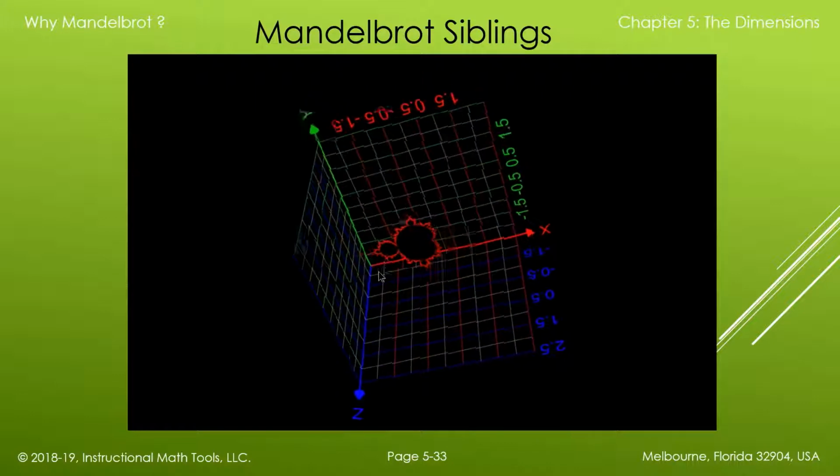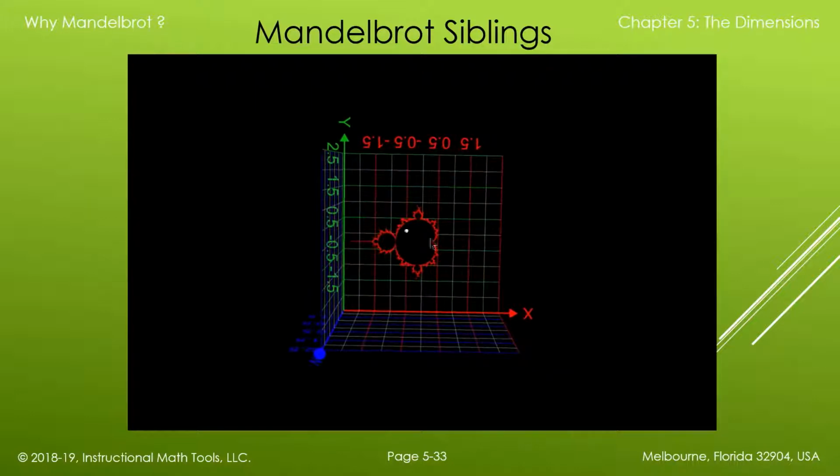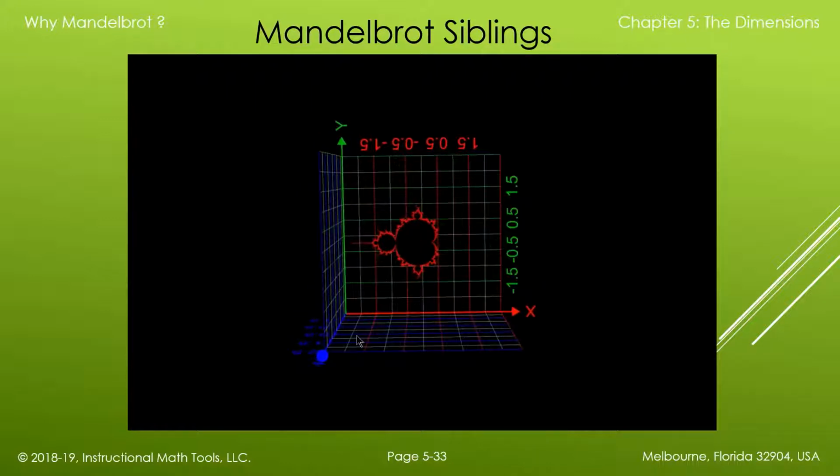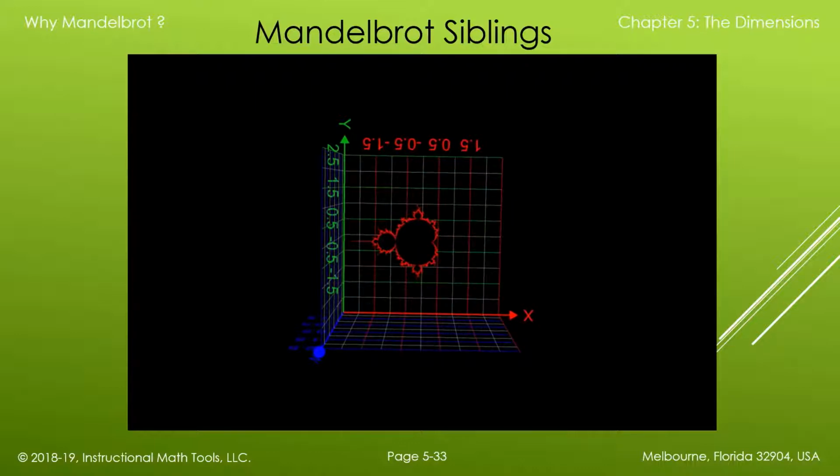As far as the x-axis is concerned, it's a normal Mandelbrot. It goes from -2 on the x all the way to a positive 0.5 on the x. And on the y, it goes from a little over 1 to down a little over -1 down here. Normal Mandelbrot baby.